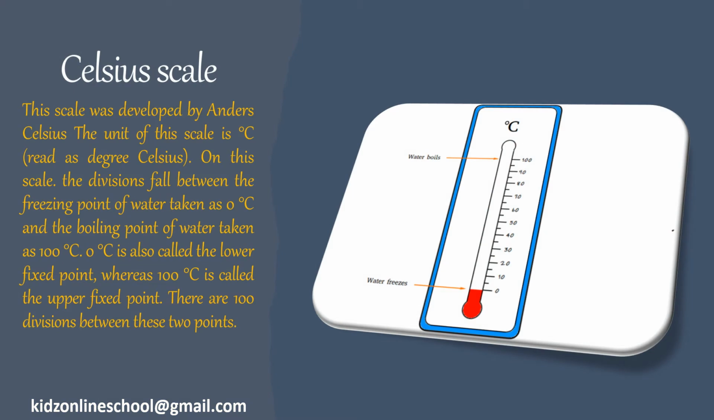Celsius scale. This scale was developed by Andreas Celsius. The unit of the scale is degrees Celsius. On this scale, the division falls between the freezing point of water, taken as 0 degrees Celsius, and the boiling point of water, taken as 100 degrees Celsius. 0 degrees Celsius is also called the lower fixed point, whereas 100 degrees Celsius is called the upper fixed point. There are 100 divisions between these 2 points.